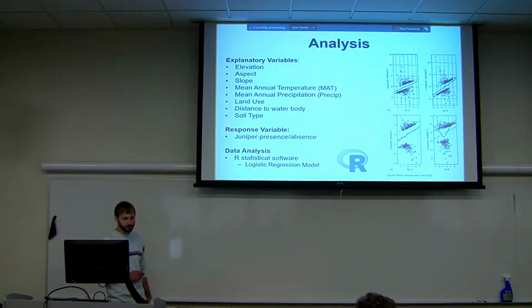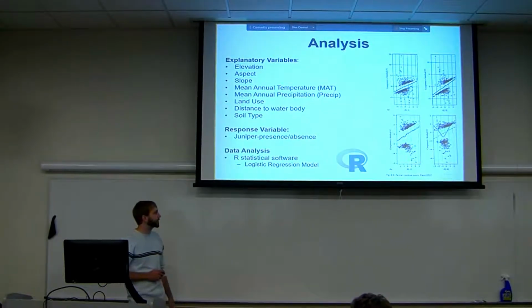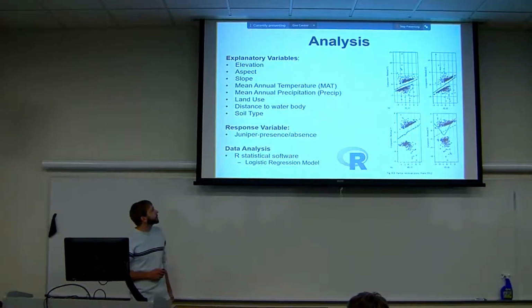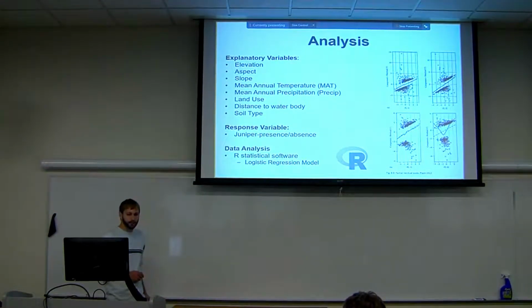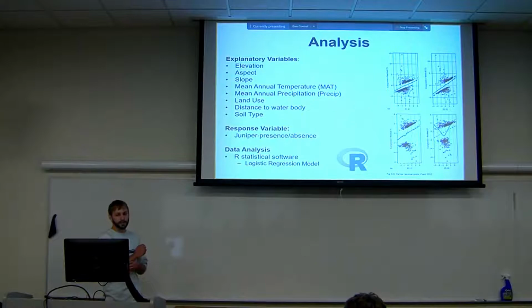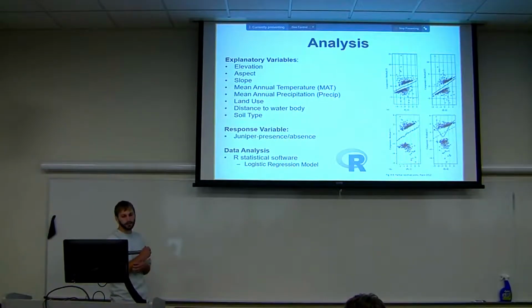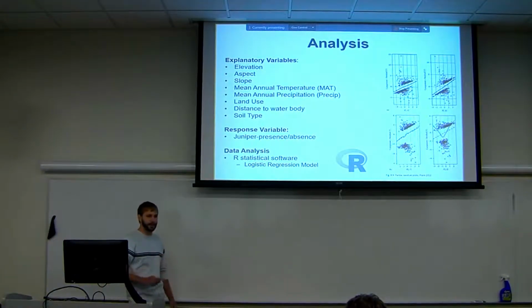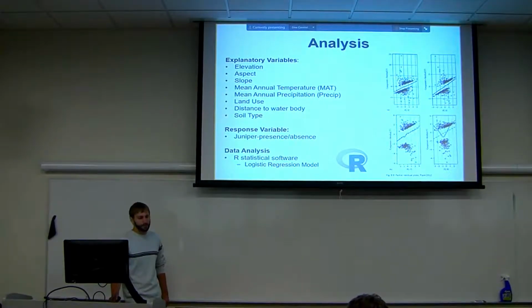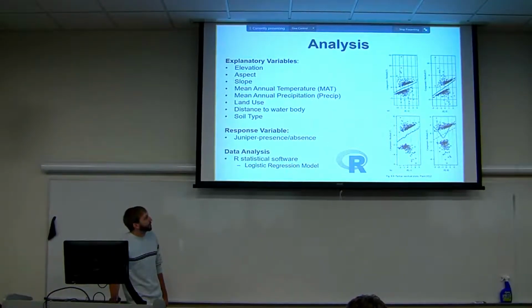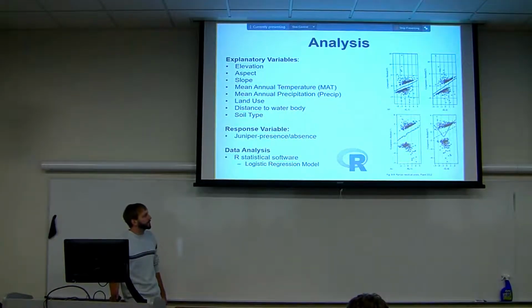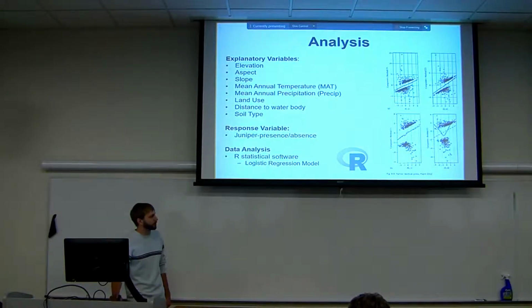Here, our analysis will take place with the use of a logistic regression model in our statistical software. Our explanatory variables will contain elevation, aspect, slope, mean annual temperature and precipitation, land use, distance to water body, and soil type. Our response variable will then contain the juniper presence and absence. Here we'll build our models by adding the explanatory variables and then examining the effects of each addition while investigating the added variable and partial residual plots.